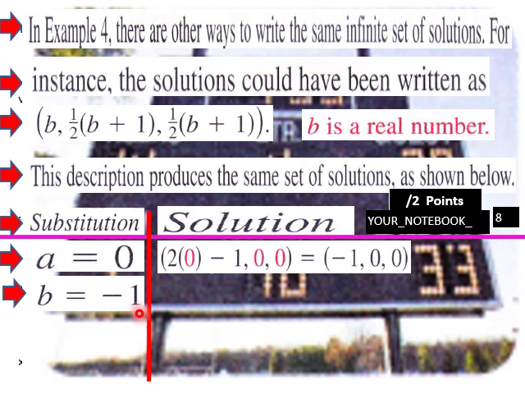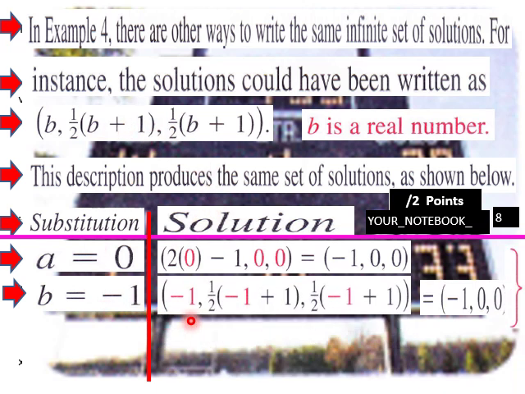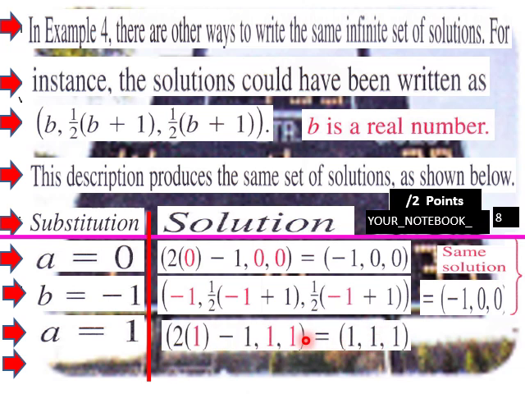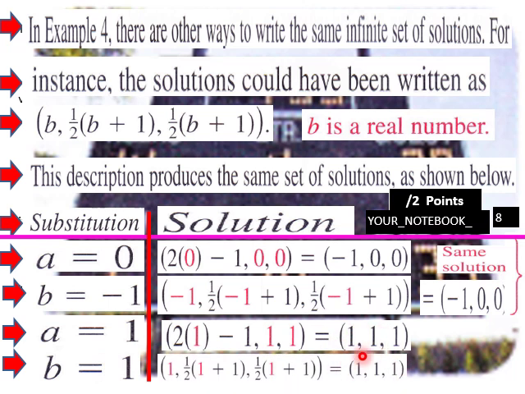And then when b equals -1, we get this as our ordered triple now, -1, 0, 0. When we plug that into our formula up here, same solution. Notice -1, 0, 0. When it's b equals -1, we get the same solution here. And then when a equals 1, we have this different kind of product here that will give us 1, 1, and 1 as our ordered triple. And then when b equals 1, we get the same solution here as well.